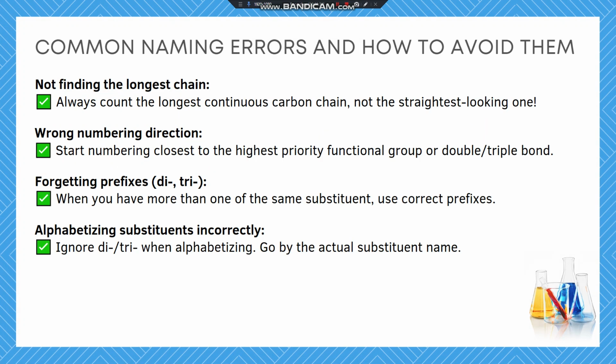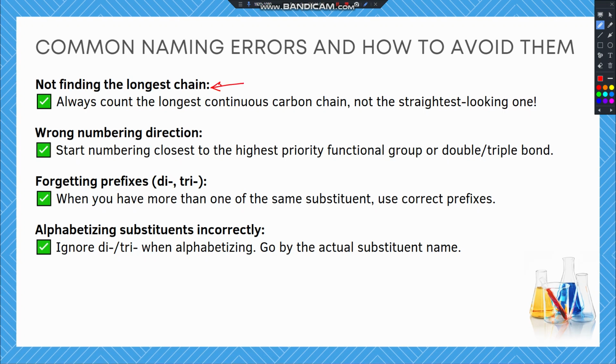So now here are some common errors that students make when they want to name organic compounds, and here are some tips on how to fix them. Mistake number 1 is not finding the longest chain. Now, what you need to understand is that there are times where students are counting the longest chain in an organic compound, and then they count in such a way that the chain they arrive at is shorter than what is possible as the longest chain.